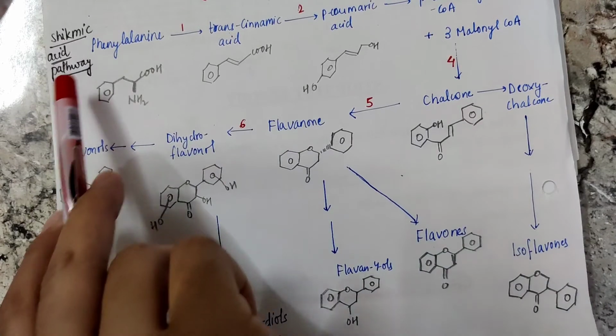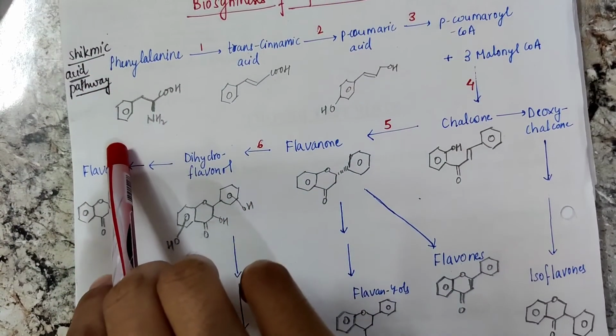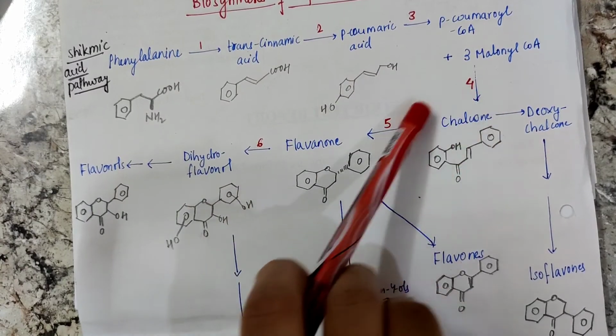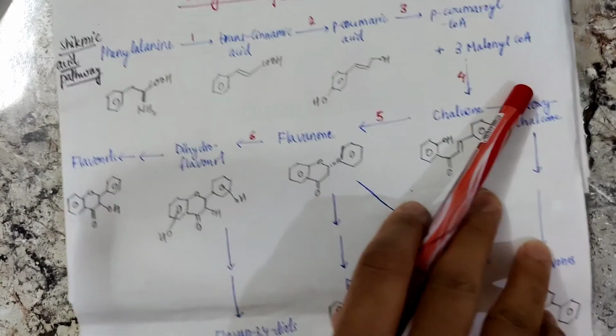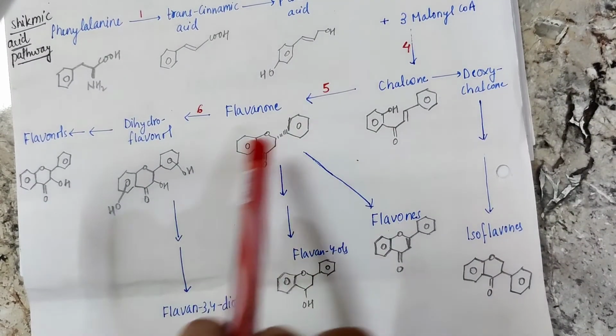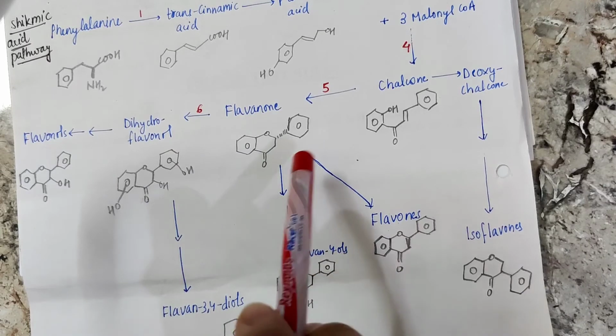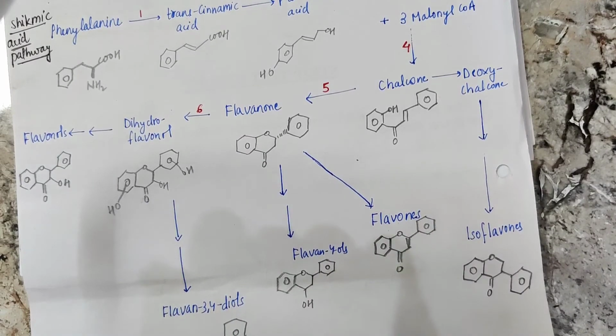So this is basically the complete biosynthesis of flavonoids. It also starts from the cinnamic acid pathway similar to the lignans, and on formation of chalcones we have various possibilities. Different flavonoids can be obtained depending upon the various reaction steps followed. So this is biogenesis of flavonoid.